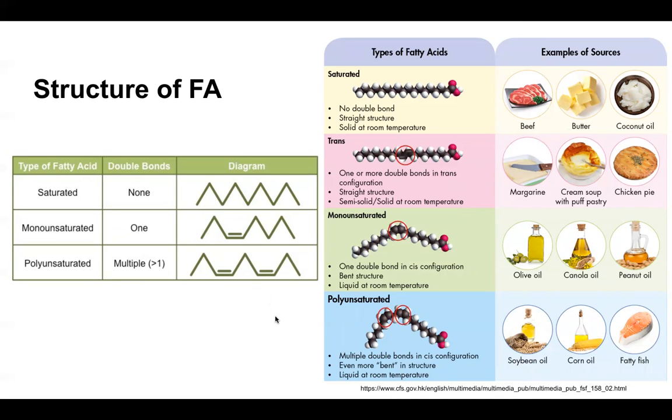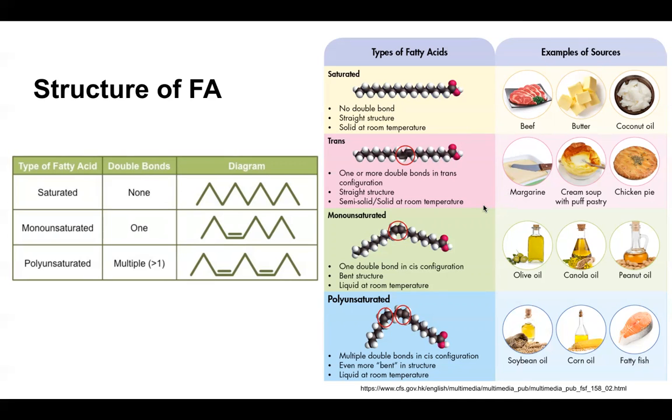The main examples of saturated fatty acids can be beef or animal fat, butter, and coconut oil. Here are no double bonds, and the structure is straight. They are solid at room temperature.